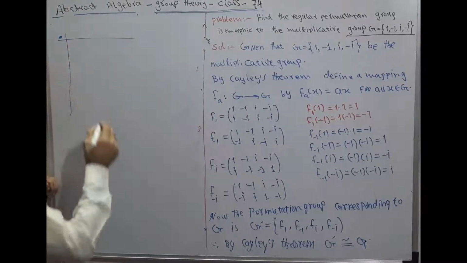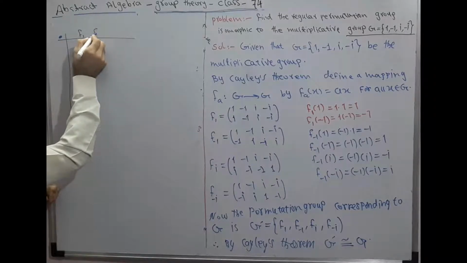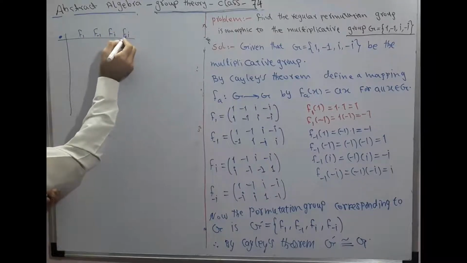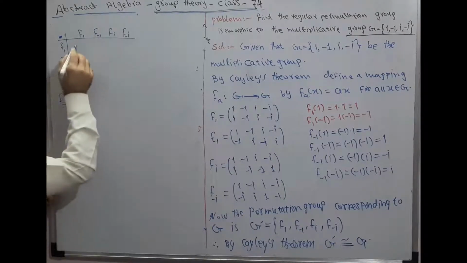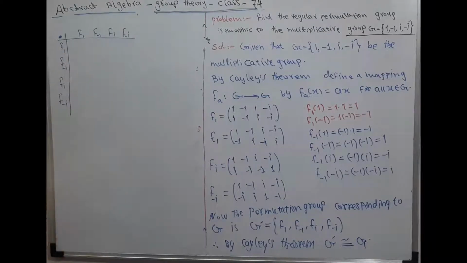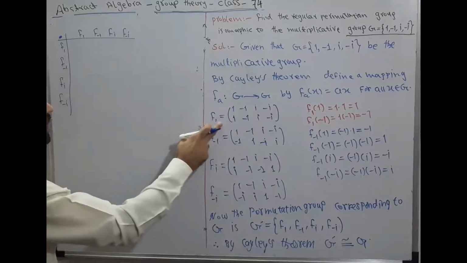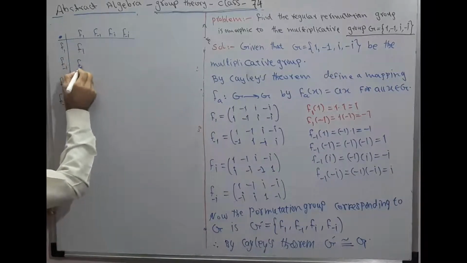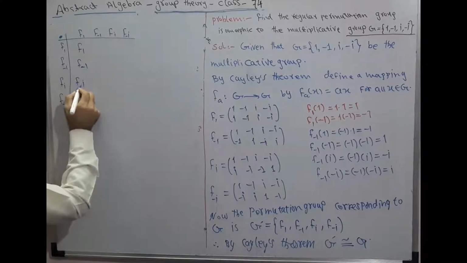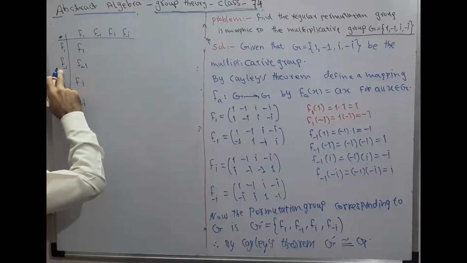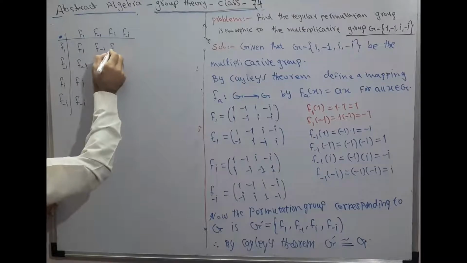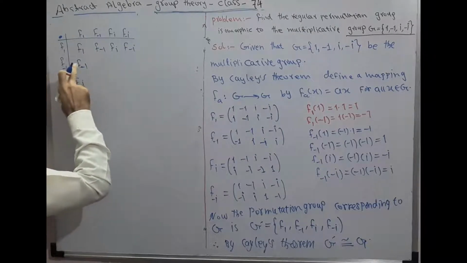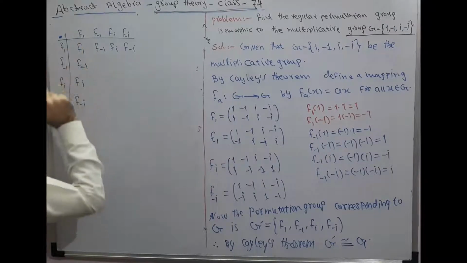Here multiplication is the binary operation. We have f_1, f_minus 1, f_i, f_minus i. f_1 of f_1 is the identity permutation. Now the others: f_1, f_minus 1, f_i, f_minus i.